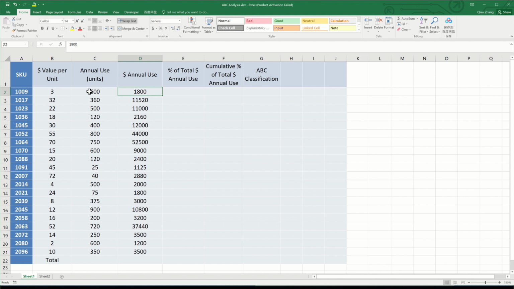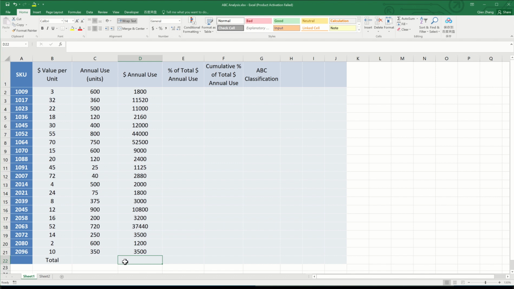So we just use 3 times 600. We have 1,800 for the SKU 1009, and we use 32 times 360. We have 11,520. This is the total dollar annual use for the SKU 1017, and you can have all the dollar annual use for each SKU, and then you will have an idea about the total value you have for all the inventories you connect here.